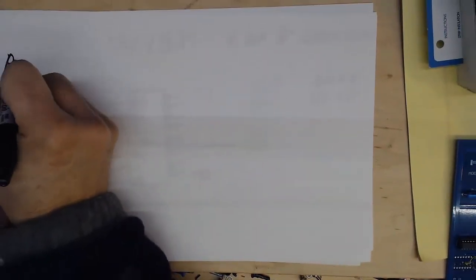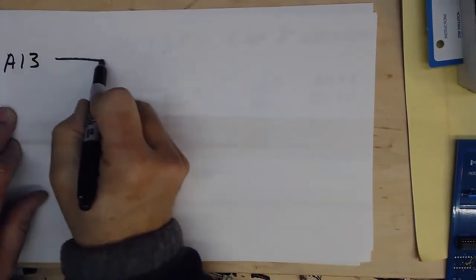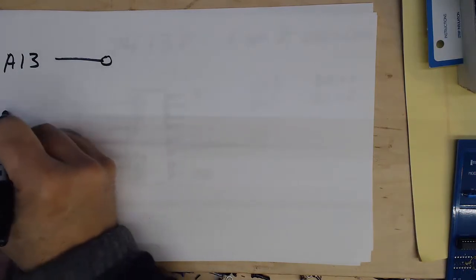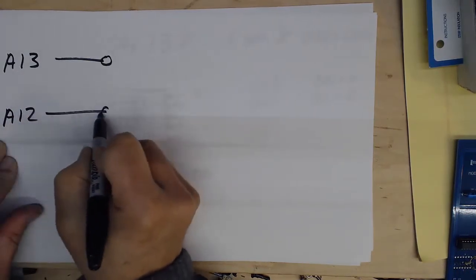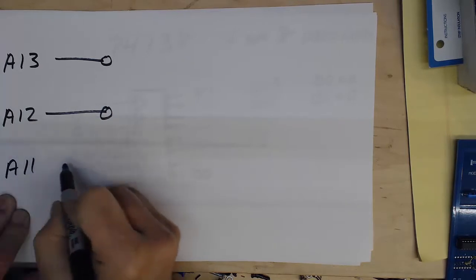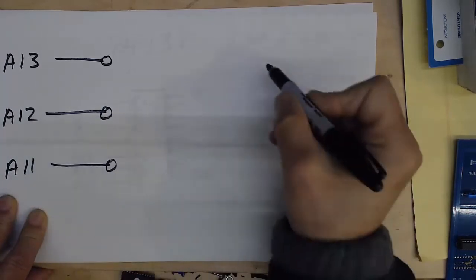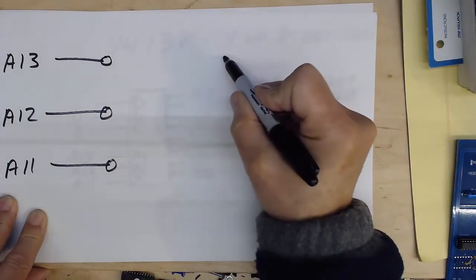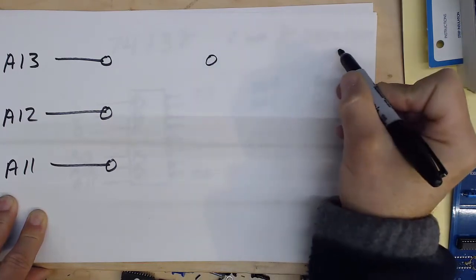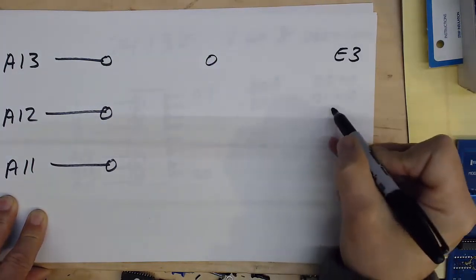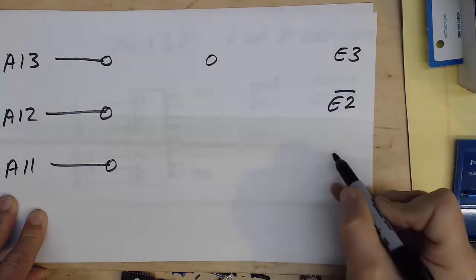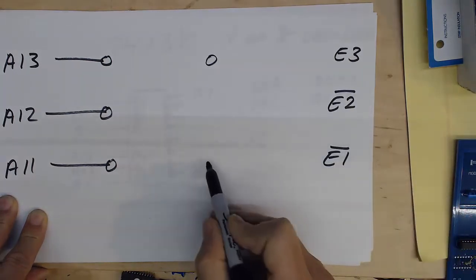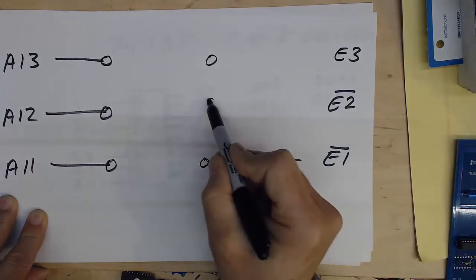Okay, so how are we going to connect these enables to our addresses? So here are our addresses. We have A13. We're going to bring that in, and we're going to have a jumper. Same thing: A12, bring it in and a jumper. A11, bring it in and a jumper. We have over here our jumpers for E3, E2, and E1.